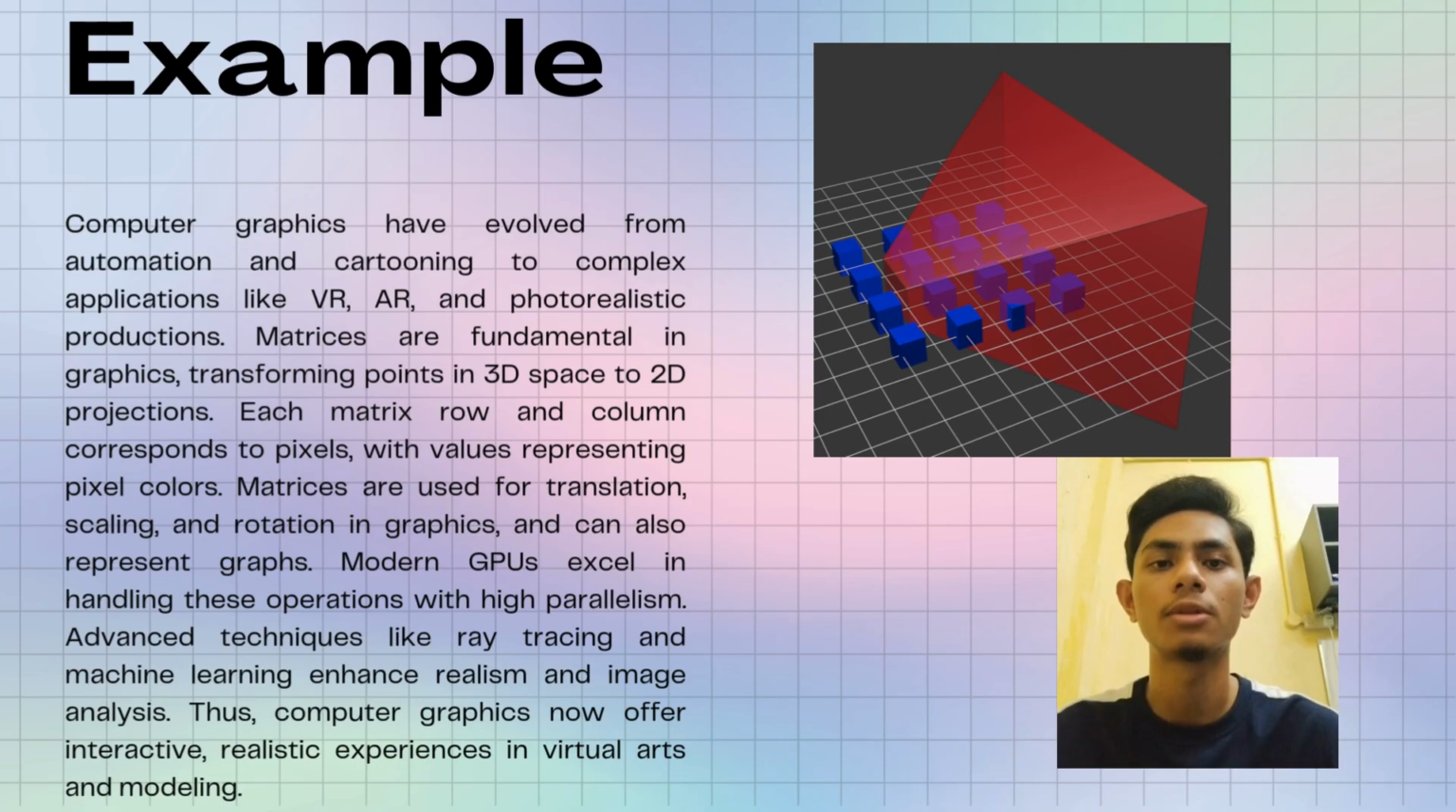Computer graphics have evolved from animation and cartooning to complex applications like VR, AR, and photorealistic production. Matrices are fundamental in graphics, transforming points in 3D space to 2D projection. Each matrix row and column corresponds to a pixel, with values representing pixel colors. Matrices are used for translation, scaling, and rotation in graphics, and can also represent graphs. Modern GPUs excel in handling these operations with high parallelism. Advanced techniques like ray tracing and machine learning enhance realism and image analysis. Computer graphics now offer interactive, realistic experiences in virtual art and modeling.